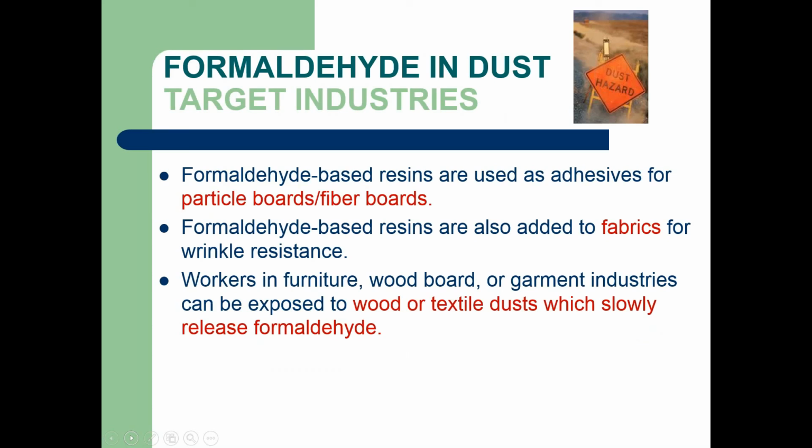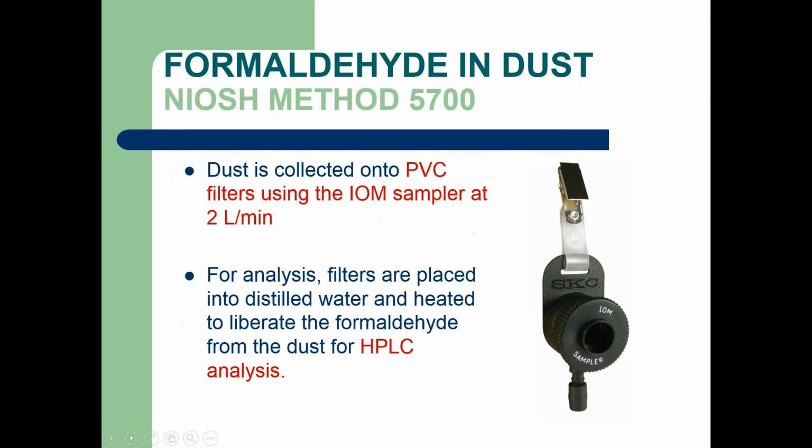Finally, let's look at formaldehyde in dust. Formaldehyde resins are used as adhesives in particle boards and are added to fabrics for wrinkle resistance. Therefore, workers in these industries can be exposed to dust that slowly releases formaldehyde. NIOSH published method 5700 to measure formaldehyde in dust. In this method, dust is collected onto PVC filters using the IOM sampler at 2 liters a minute. The laboratory will then analyze the filter using HPLC.